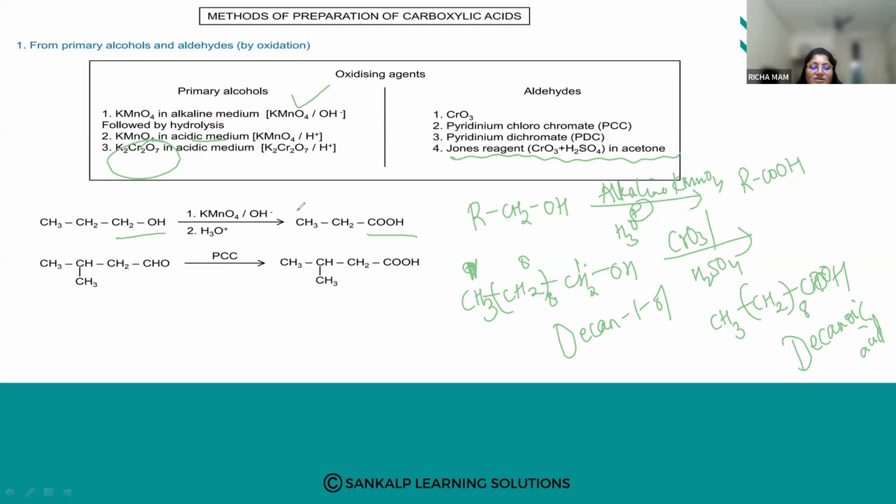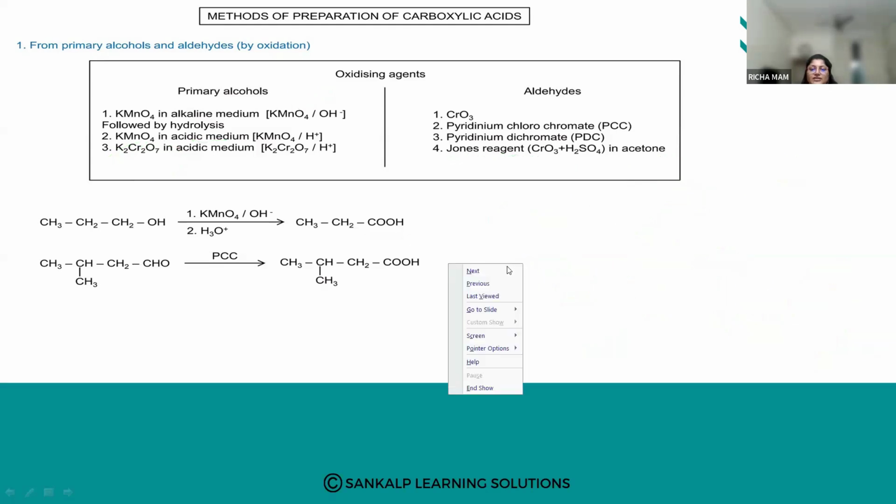So primary alcohols and aldehydes are oxidized to carboxylic acid. You can use the following reagents. Primary alcohols are converted to carboxylic acid.